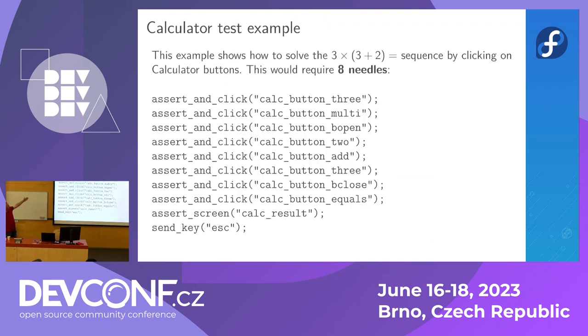As a test example, how you would click on those buttons and solve the sequence 3 times bracket 3 plus 2 bracket closed equals, you could solve with these commands. It's basically assert and click, assert and click, assert and click, assert and click, and then compare the result, and that's it. And then delete it with escape, for example. You see that this would require 8 needles just to do this.